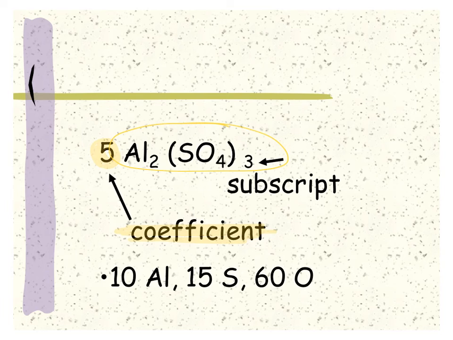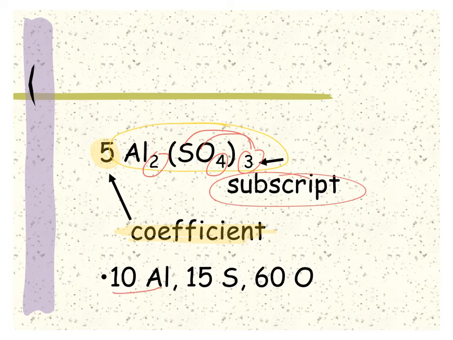The smaller numbers here, what I'm going to circle here in red, these are all subscripts. And the subscripts apply to the thing right before it. Now, if the thing right before it, like over here, is parentheses, this 3 multiplies to both the O and the S, but not the Al. So if I asked you to total up the number of each of these atoms here for Al, there are 2 in a set, and there's 5 sets, so we end up with 10 aluminums.